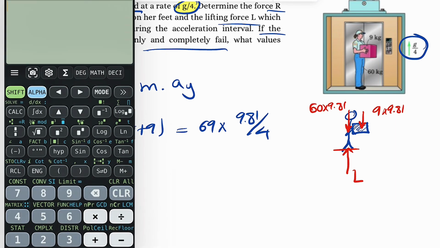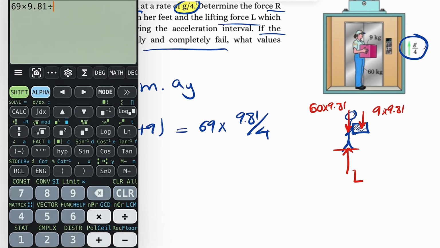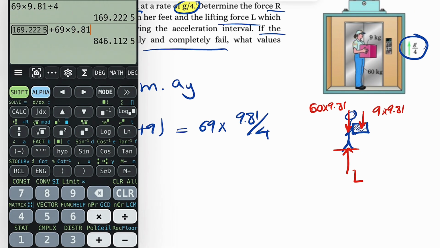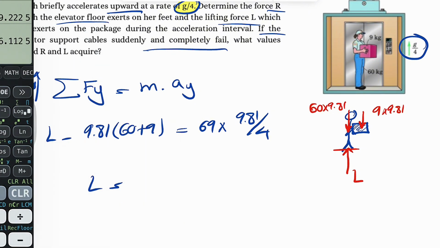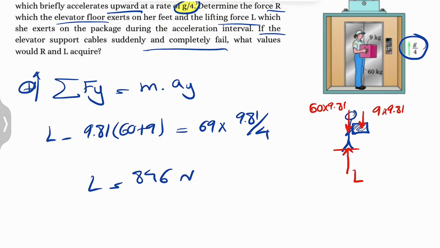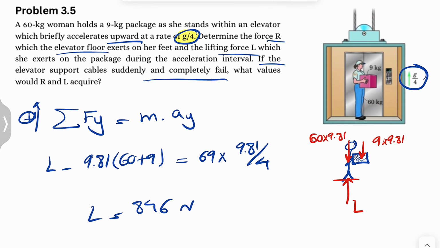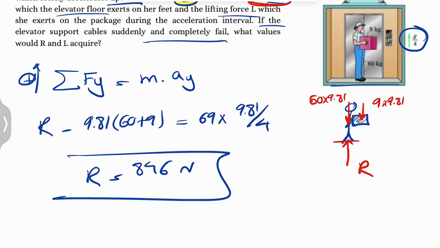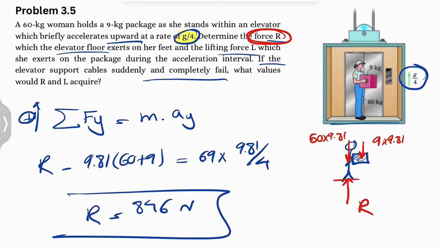So basically 69 times 9.81 divided by 4 plus 69 times 9.81. That's going to give us 846 newtons for the force that is applying from the floor to her feet. Actually, we need to call this force R, not L. So the question is asking us to call this force R. So R, that's going to be the answer for the first part where we need to find R.